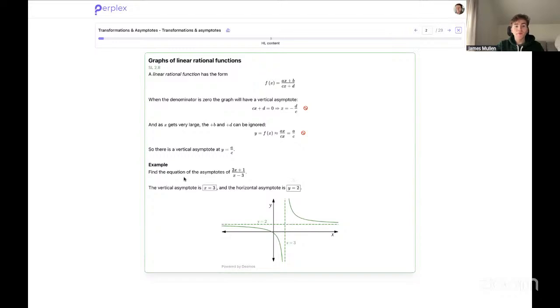Okay, let's do an example. I want you to find the equation of the asymptotes of (2x plus 1) over (x minus 3). Well, the first thing I notice is that the denominator is going to be 0 when x is equal to 3. So I have a vertical asymptote at x is equal to 3.